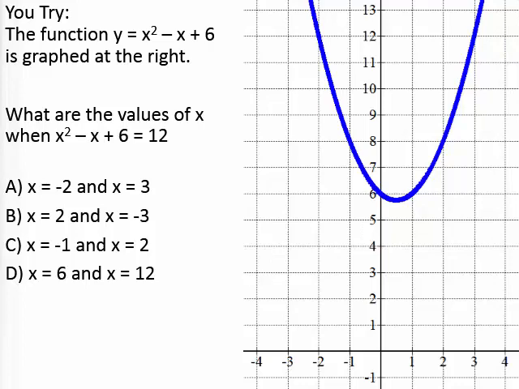So with that in mind, here's one for you to try on your own. Go ahead and press pause, work it out, press play when you're ready to see the answer. Keep in mind you can work it either way. You can either use the graph or you can guess and check using the graphing calculator.